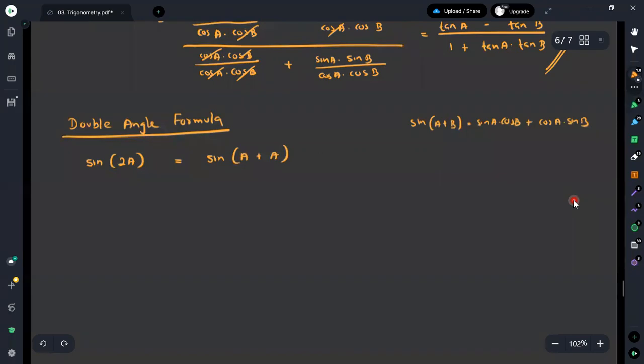The first part would be the sine value of the first angle, sine A, multiplied with the cosine value of the latter angle. Now it is also A, because we are considering 2 times A. Then plus cosine A times sine A: the cosine value of the first angle and the sine value of the second angle.